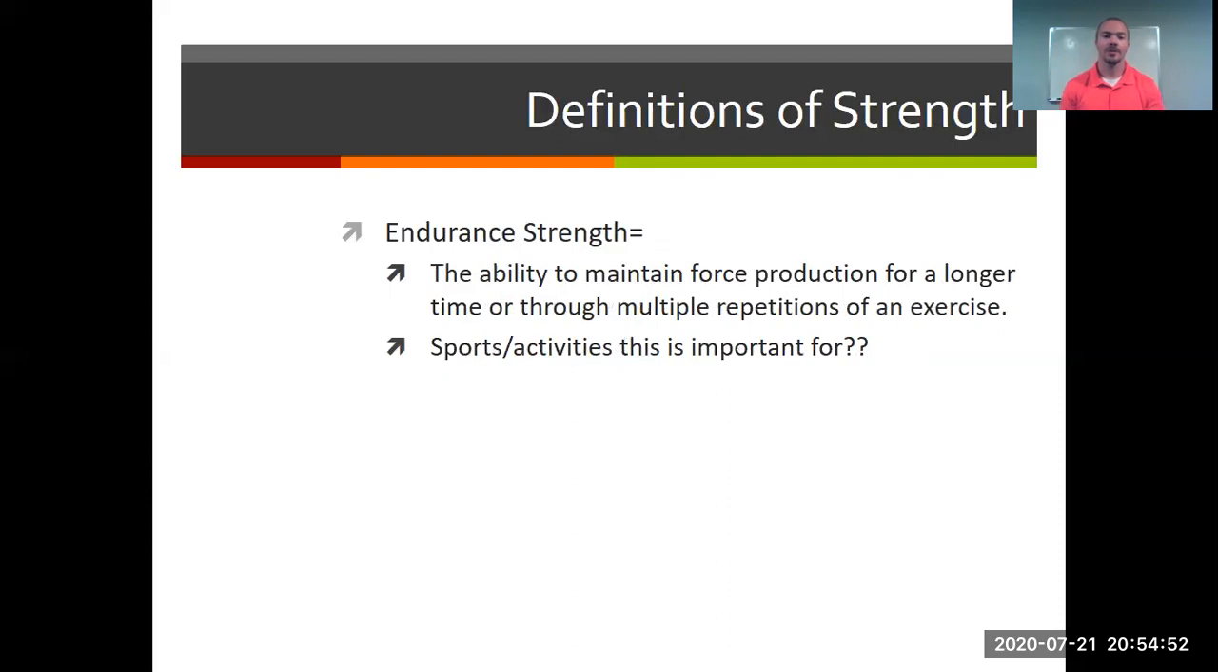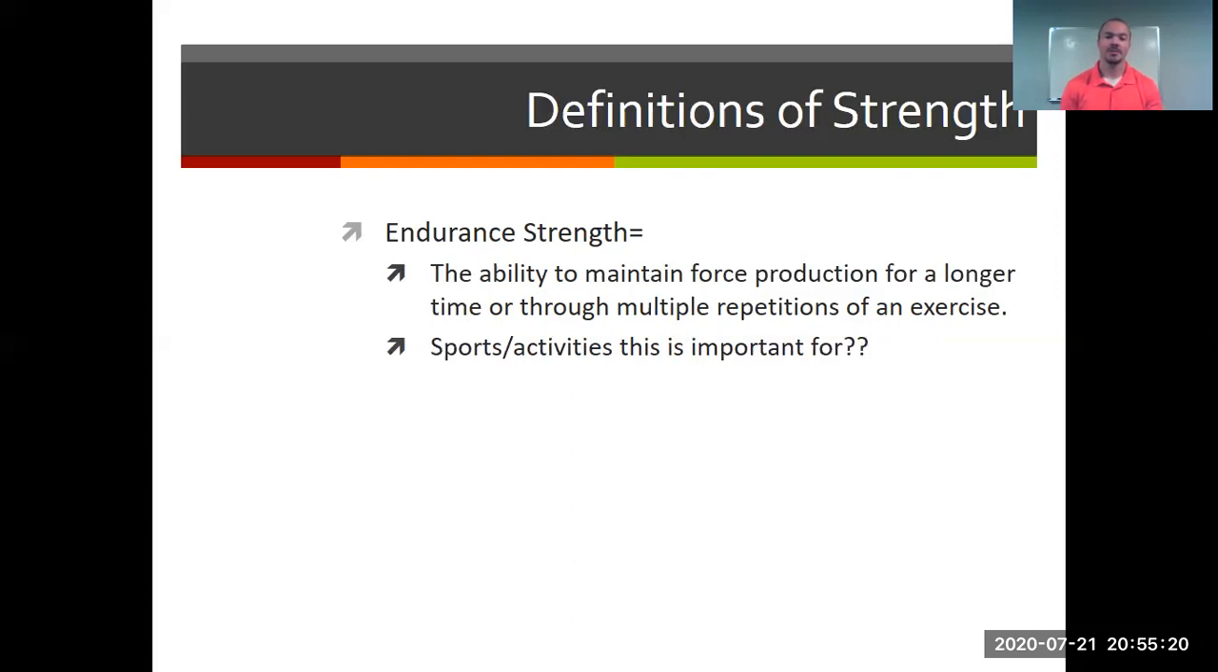Endurance strength: the ability to maintain force production for a longer time or through multiple repetitions of an exercise. Think about the fact that maybe two athletes both bench press 200 pounds. Well, one athlete might bench press 150 pounds for 10 reps, and the other athlete might bench press 150 pounds for 12 reps. That would be an example of endurance strength.